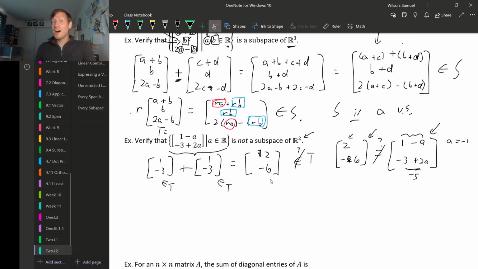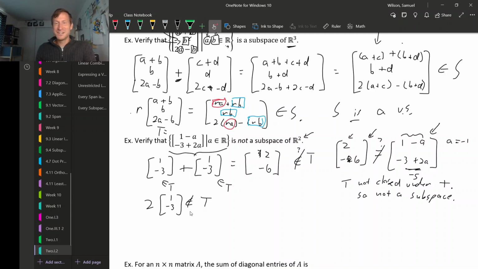And so T is not closed under vector addition. And so T is not a subspace. Now, by a similar token, you can check that the scalar product 2 times 1 minus 3 is not in T. So here's a scalar product that is not in T. Of course, this scalar product is that same vector.